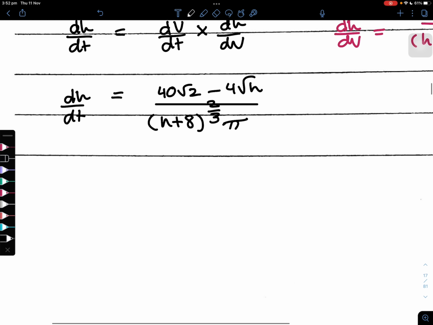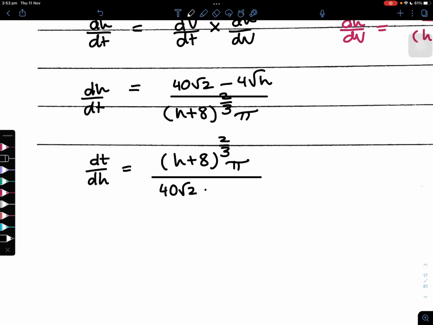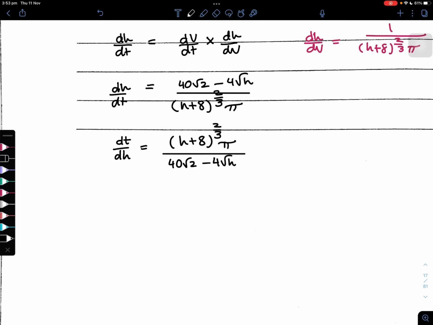Now, in order to actually take the integral of this, we need to take the reciprocal. Normally when you have dy on dx, your equation has x's in it. You see how these two variables are the same thing? Whereas here, we don't have t's in here, do we? So you would need to flip this so you have the h on the bottom, and that way it's the same variable as what's in the equation. So let's have dt on dh equal to h plus 8 2/3 pi on 40 root 2 minus 4 root h.